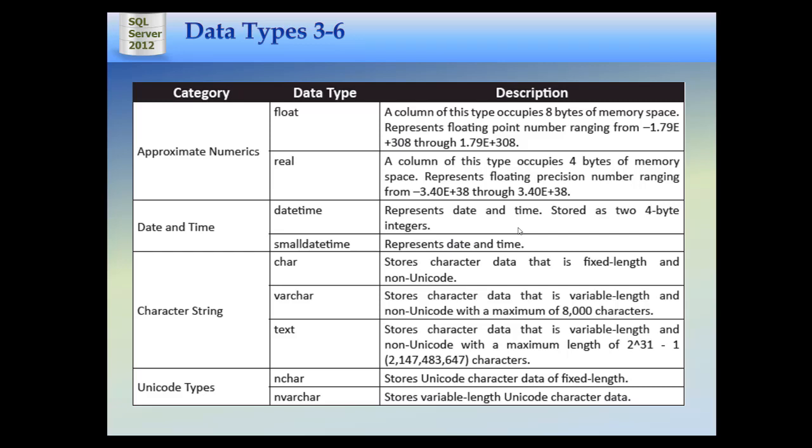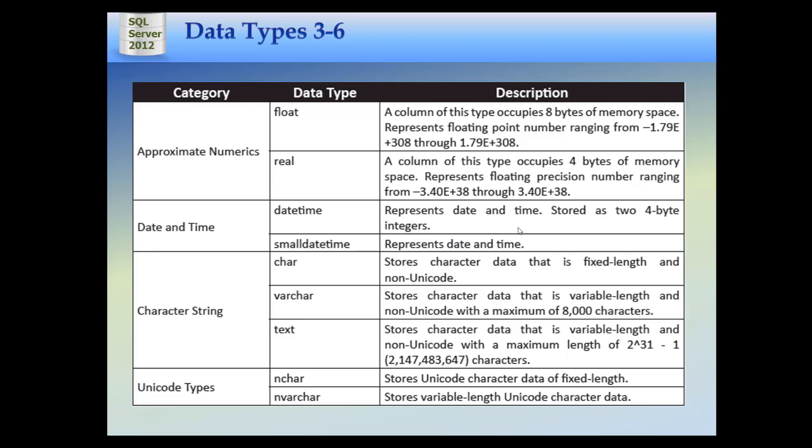So the first one is char, which stores character data that is fixed length and non-Unicode. The same for varchar. This one stores character data that is a variable length and non-Unicode with a maximum of 8,000 characters. Text basically stores character data that is a variable length and non-Unicode with a maximum length of about that. So basically, if you want to store CVs in your database, it would be a good field.